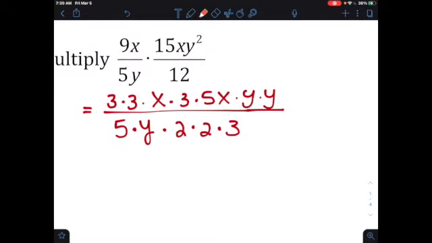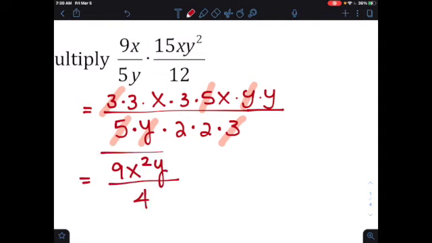So you get 3, cancel out with a 3. You get a 5, cancel out with a 5. You get a y, cancel out with a y. And that is it. And then what they said, canceling top and bottom, and then just multiply it across. So don't forget that's one-to-one cancellation first, and then we're going to just multiply the top across and the bottom across. So that's going to be 3 times 3, which is 9. And then you'll have x squared. And then you have y, over the bottom is just 4, and that's your answer.